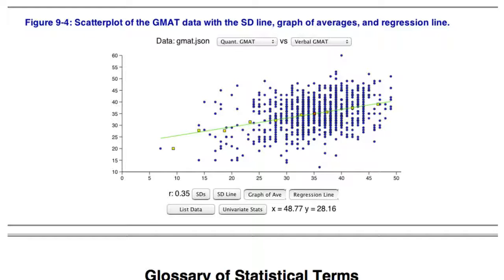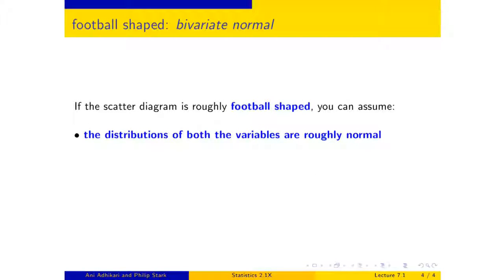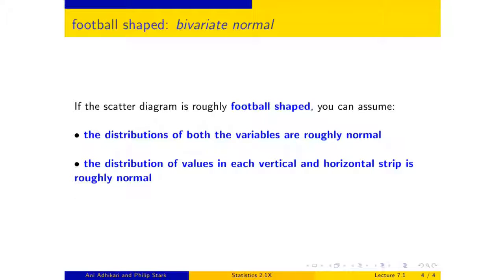So, in other words, if you are told that a scatter diagram is football shaped, you can use the normal approximation. As to why that is true, well, that requires understanding of the bivariate normal distribution. That's a distribution on the plane, and for that you need to take a little bit of probability. For now, if you are told football shaped, you can use the normal approximation. So just to summarize that, because we will be using it quite a bit: if you have a football shaped scatter diagram, you can assume that the distributions of both variables are roughly normal, as are the distributions within each vertical and horizontal strip.